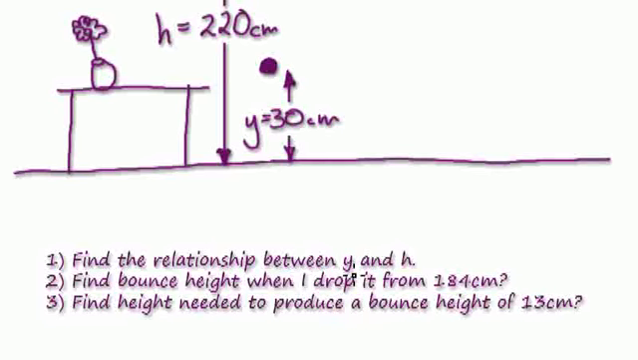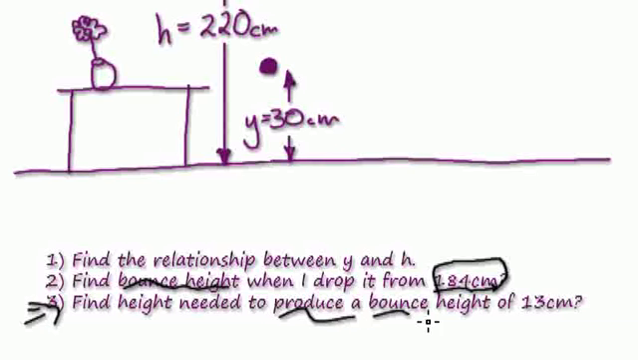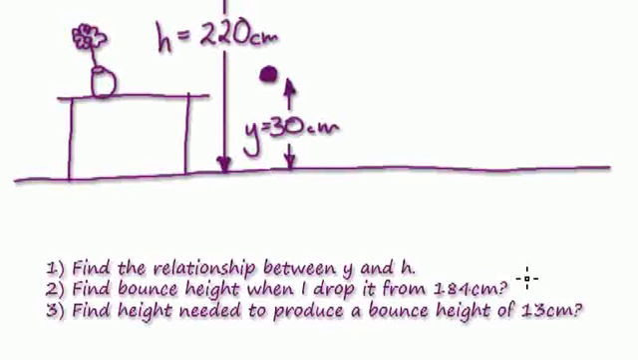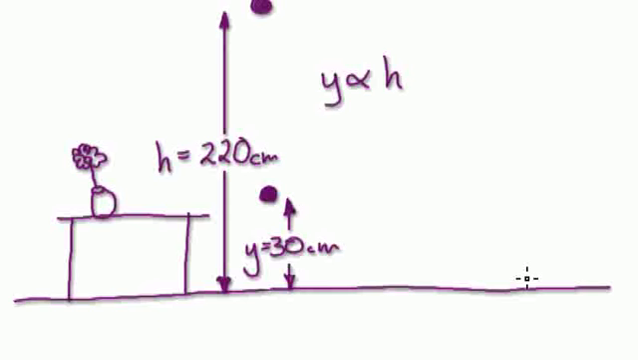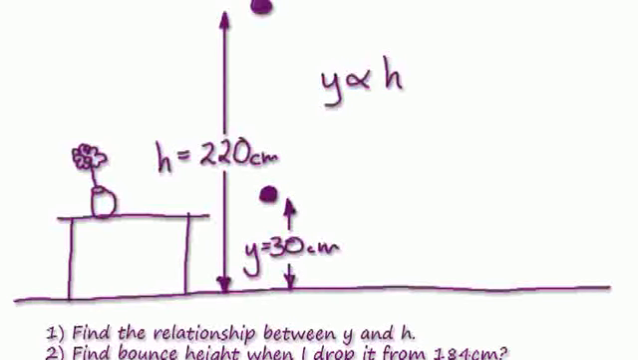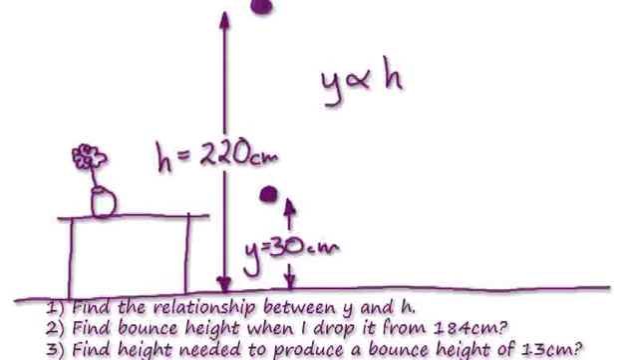So question 1 is find the relationship between y and h, and then also find out the bounce height when I drop it at 184 centimeters. And question 3, find out the height needed to produce a bounce height of only 13 centimeters. Okay, so here, hang on. Let me just move the question up here. Hang on. Okay, yeah. So answer the question. So press pause and have a go.